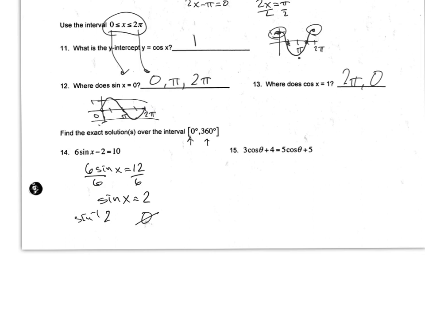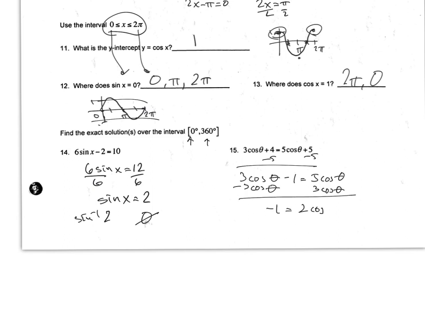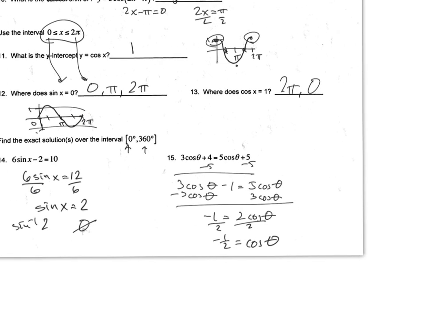For number 15, we want to get the cosines on one side, the numbers on the other. I'm going to subtract the 5. So we have 3 cosine theta minus 1 equals 5 cosine theta. And then I'm going to subtract the 3 cosine theta. I'm trying to keep my cosine positive. So -1 is equal to 2 cosine theta. And then we divide by 2. So -1/2 is what the cosine of theta equals. You can go inverse, second, cosine, 1/2.